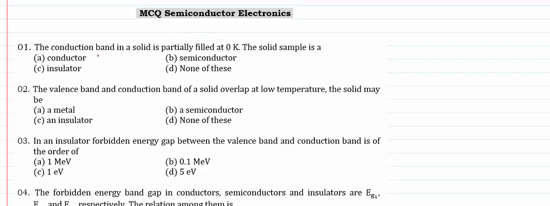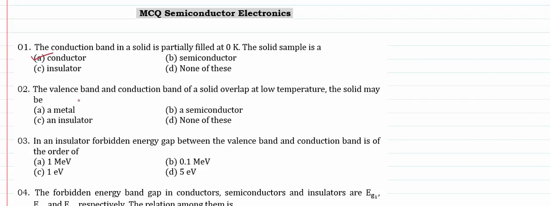First one, the conduction band in a solid is partially filled at 0 Kelvin. The solid sample is conductor, semiconductor, insulator, none of this. So as you know, at 0 Kelvin conduction band is filled or partially filled only in conductor. In semiconductor and insulator, valence band will be full, but conduction band will be empty.